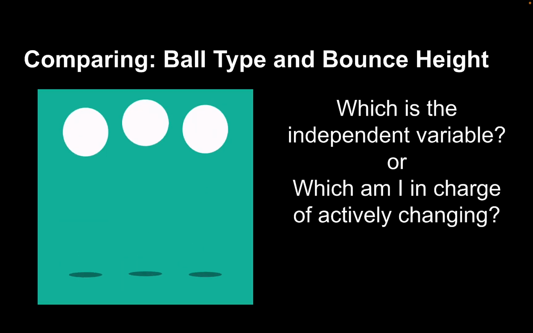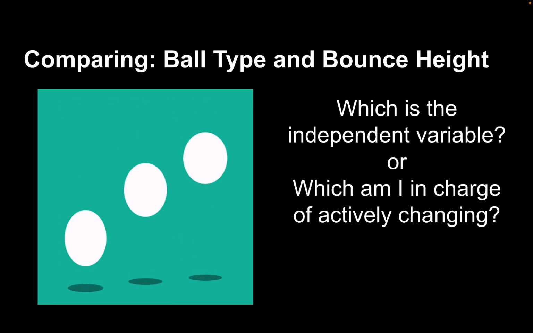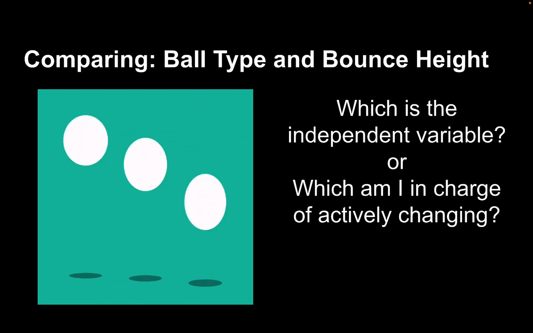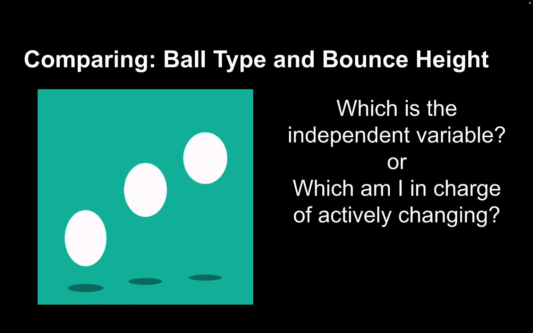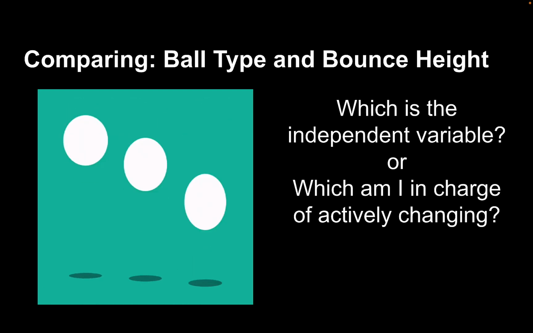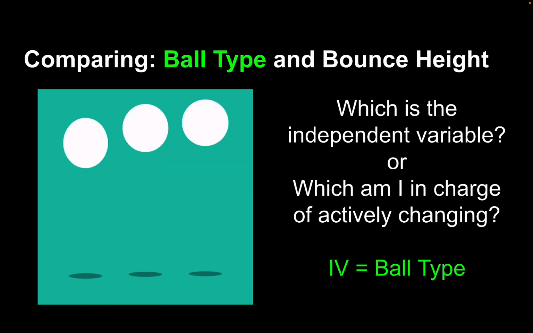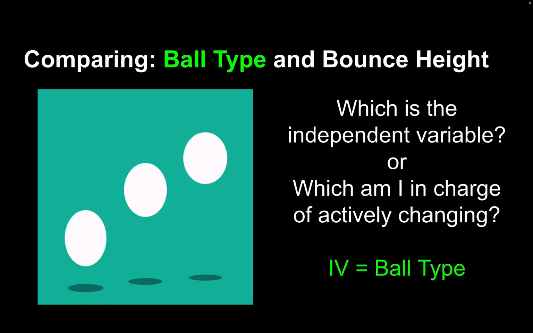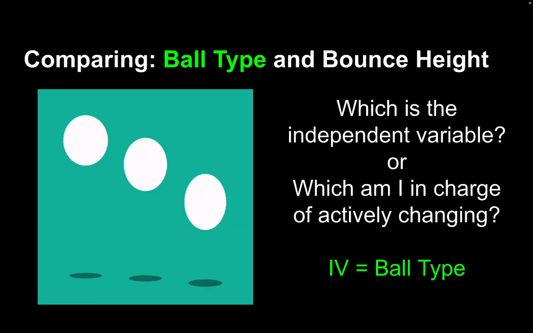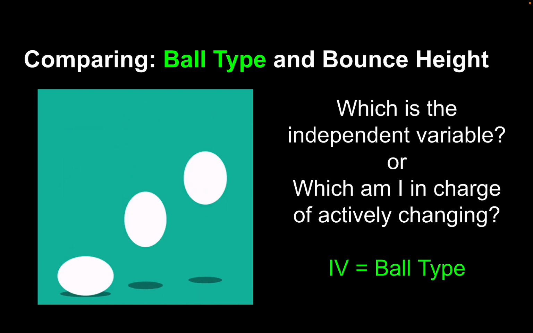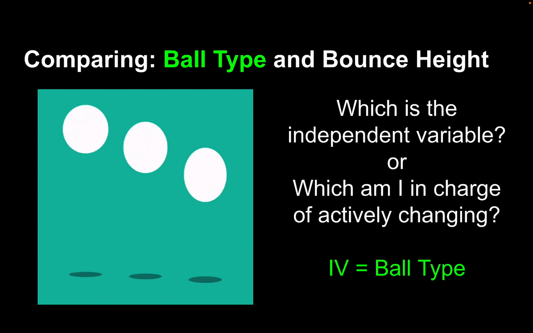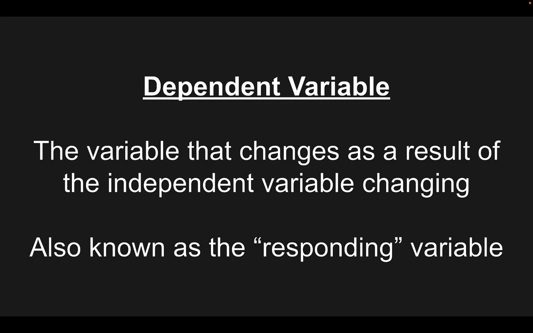Now, in this case, when we are comparing the ball type and the bounce height, which of these two things is the independent variable? Which am I actively changing? Am I actively changing the ball type or am I changing the bounce height? Well, I'm actively choosing which type of ball that I'm going to be dropping and seeing how high it bounces. So in this case, the ball type is our independent variable because I am in charge of changing it. I'm actively changing that.